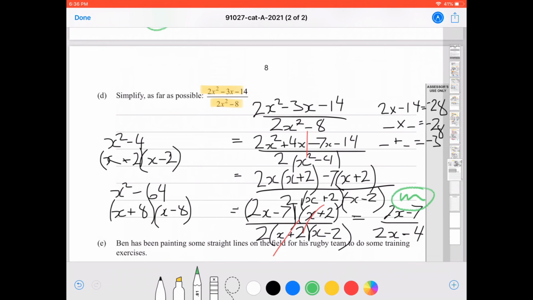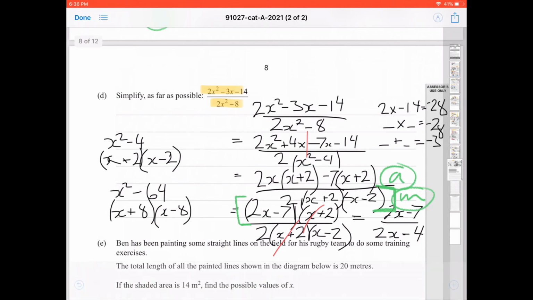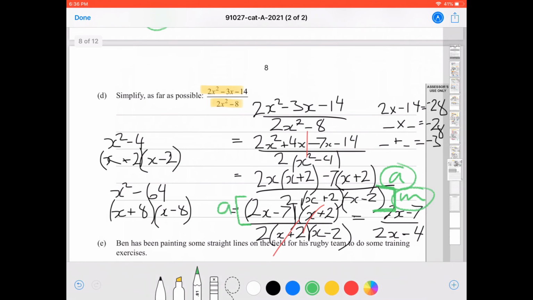So numerator or denominator, where did we... Our numerator was this step here. Our denominator was this step here. So let's say this is our achieved. Numerator or denominator achieved. We could even write achieved here as well.